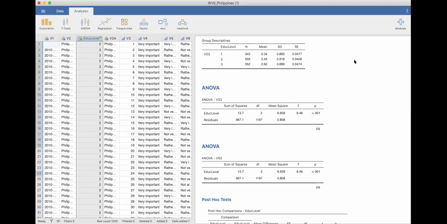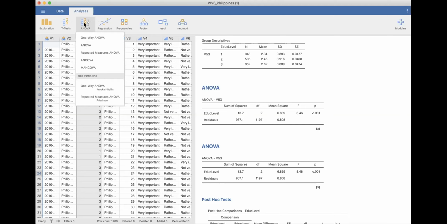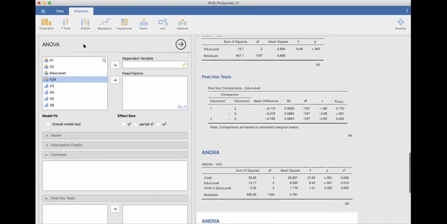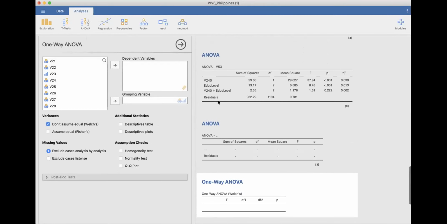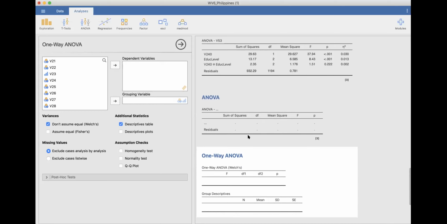Ma'am, how do we get the means in ANOVA? Unfortunately, if you just run ANOVA, there are none. It's only in one-way ANOVA. So if you want, you can run one-way ANOVA just to get the means. And for two-way ANOVA? The means will still be the same. Okay.